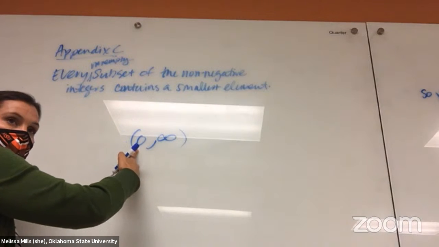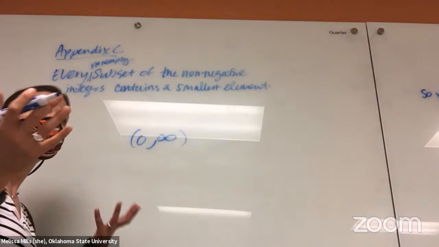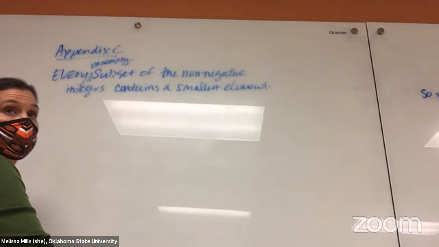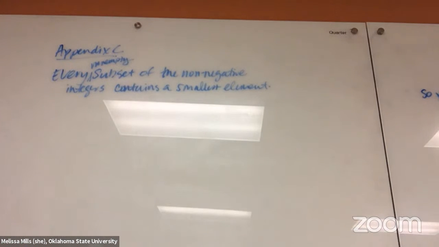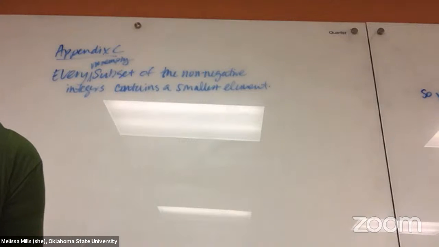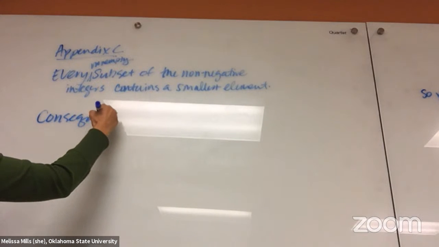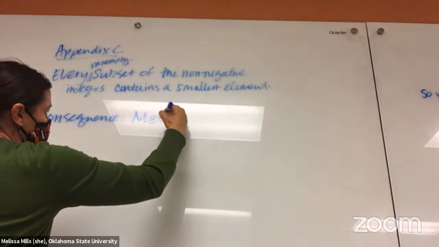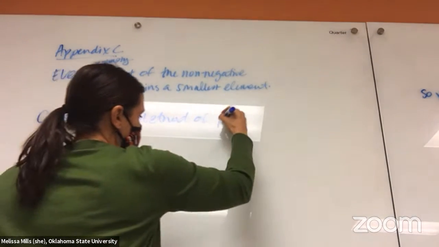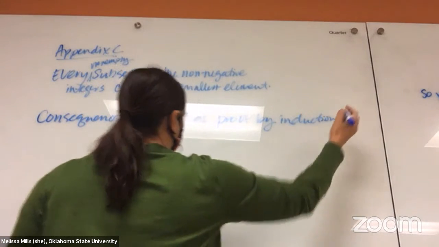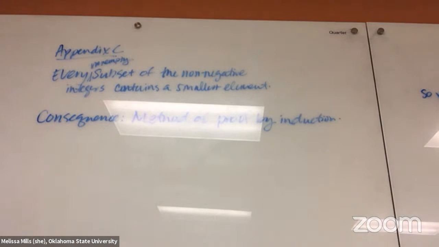And if I assume that I had a smallest element, well, let's consider that element divided by 2. So we had this conversation before, but this property really has to do with integers. It really has to do with non-negative integers. So it doesn't necessarily work for any set of numbers. Okay, and so here's our consequence of that: the method of proof by induction. So this can be used to prove statements involving the natural numbers.